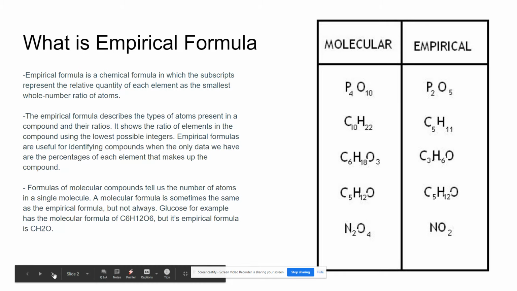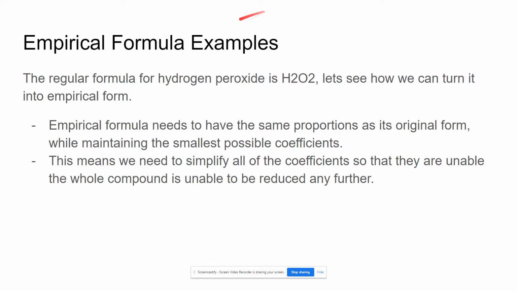And then on the next slide, you'll see even more. So here are some more examples. The regular formula for hydrogen peroxide is H2O2. And how you would do it, like said before, is you would just divide by its lowest integer. So right here, the lowest integer, since both the coefficients are 2, would be 2. So then this would just be HO as its empirical formula.